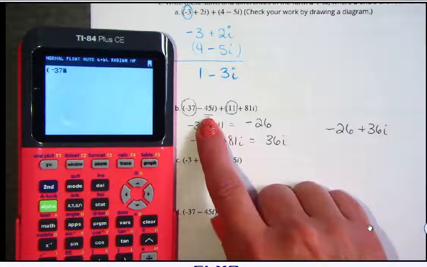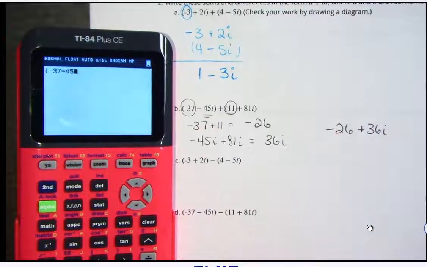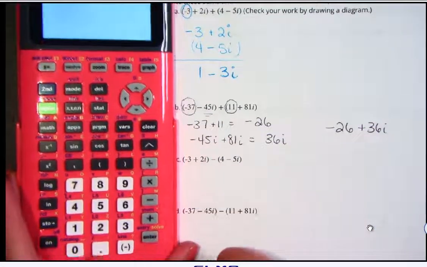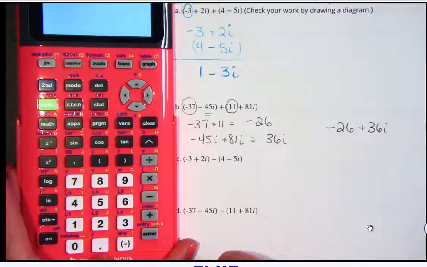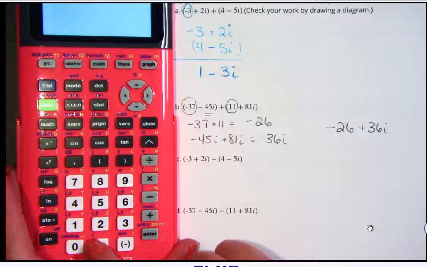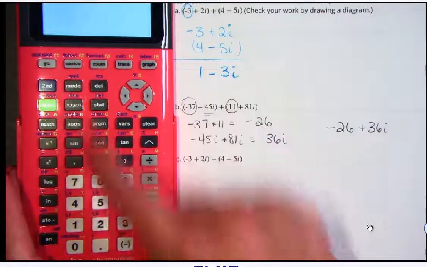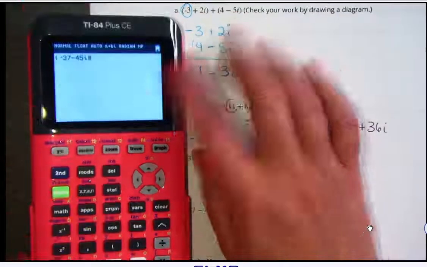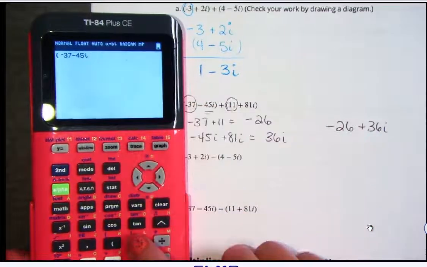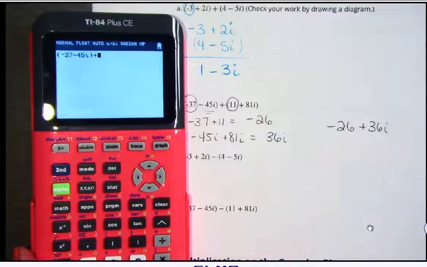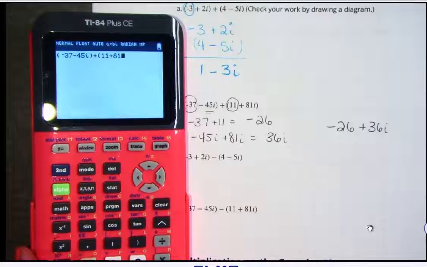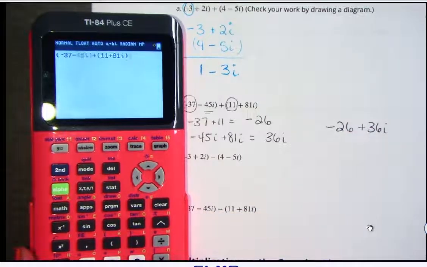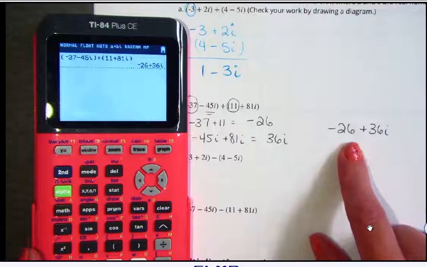Negative 37 minus 45, and the I button is here at the shift decimal. Okay, so it's right above the decimal. You see it right there with the I. So you need to hit second first, and then the decimal. And your calculator should put an I there. And we want to close those parentheses and add 11 plus 81I. And we can see we're getting a nice match.